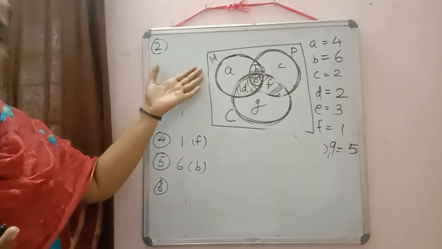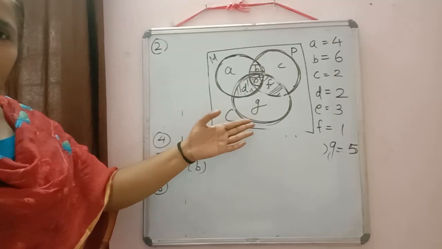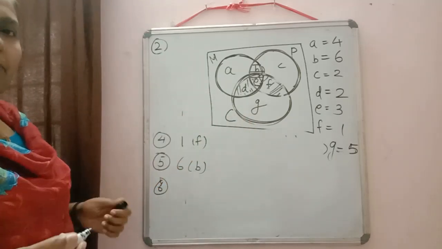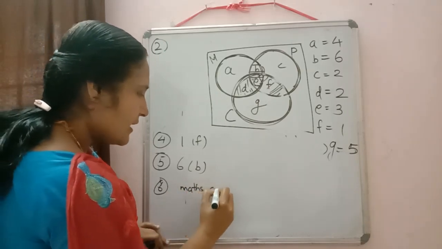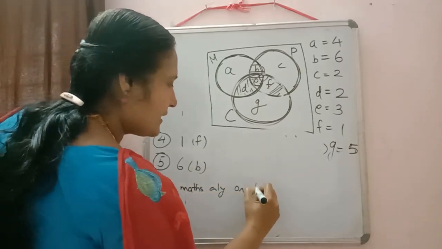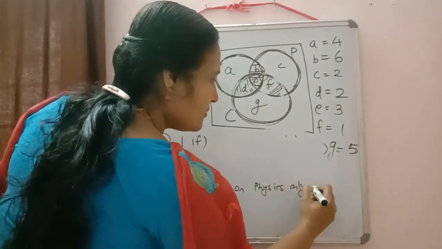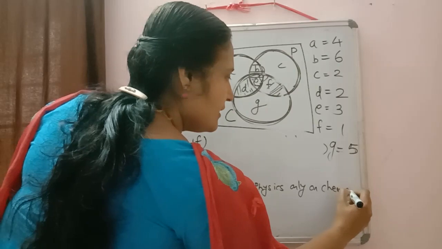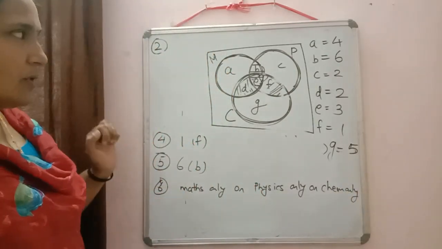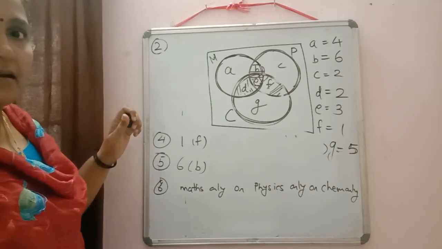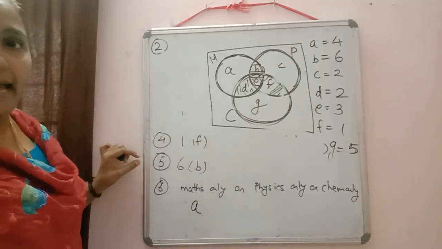Either they can take maths only, or they can take physics only, or they can take chemistry only. So it will come in this way only. If someone will ask to you, how we will write? We can take that students who have taken maths only, or physics only, or chemistry only. These are the possibilities which we have. So here, maths only. How many students? Which region? A. So maths only represented by the letter A.